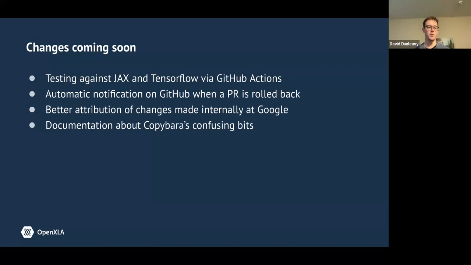We also want to make sure that there's better attribution of changes made internally at Google. That's another big issue that we've noticed as well. And just better documentation about Copybara's confusing bits. For example, right now PRs don't say that they're merged, even when that's the effect that's happened, that the PR has been accepted and the code change has landed. Copybara does not call that a merge. And there's a lot of just silly, confusing things like that that we need to work on documenting better. Next slide.